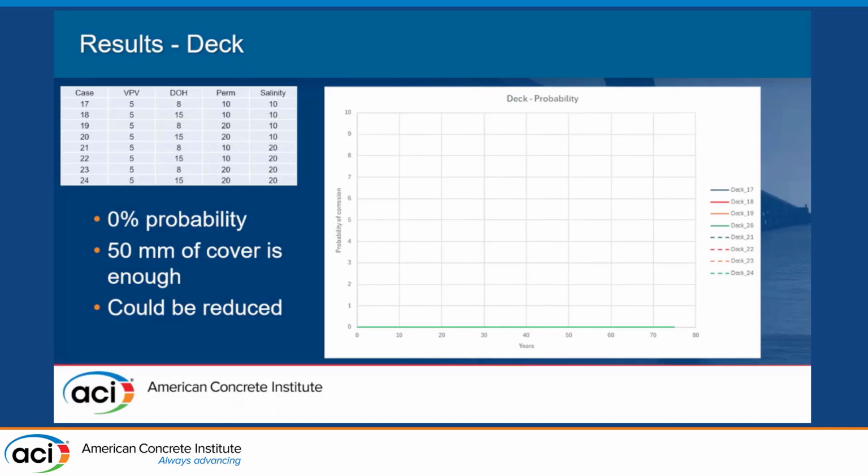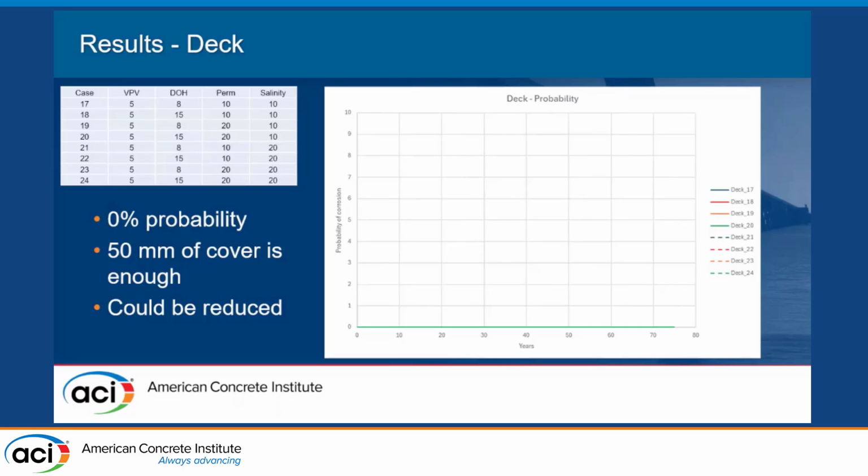It's basically the same thing as with the pile cap. So the deck, I repeat, under atmospheric conditions, has a probability of corrosion of 0 with a 50 millimeter cover. So it's more than enough. It could be reduced, but it would not follow the standards.